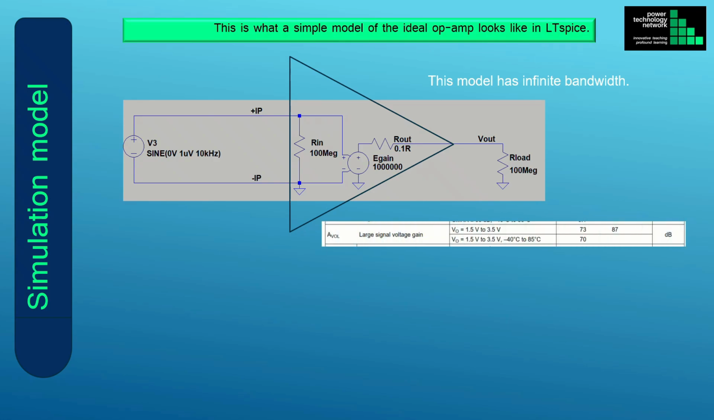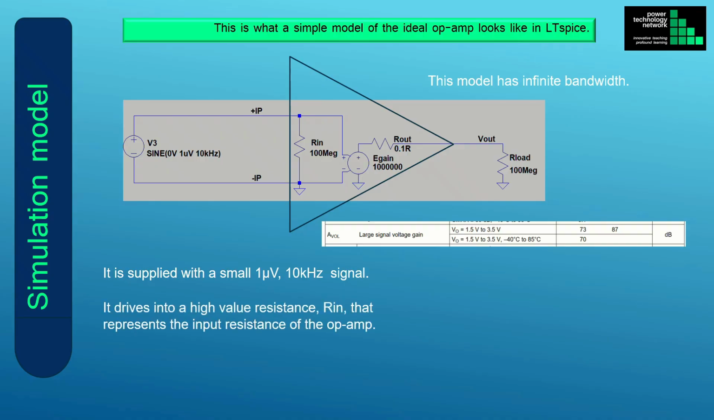This is taken from the data sheet of a real op-amp. As can be seen, the gain is between 73 decibels and 87 decibels. It is high, but not infinite. The LTspice model is supplied with a small 1 microvolt signal with a frequency of 10 kHz.